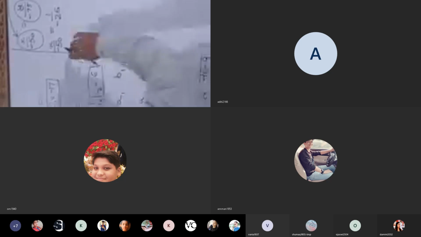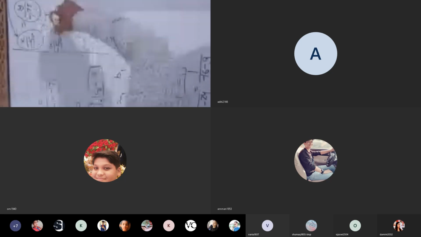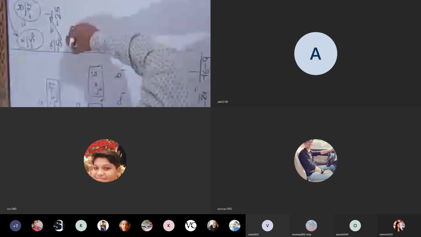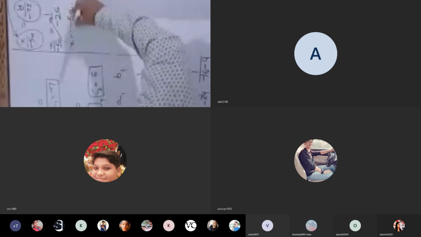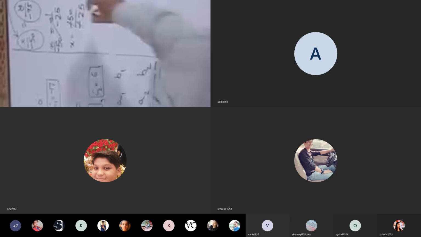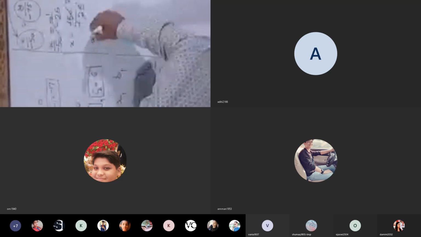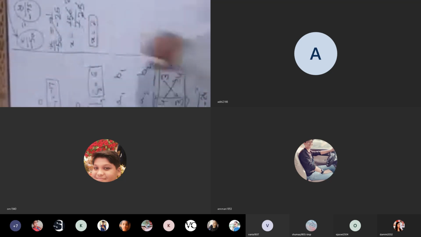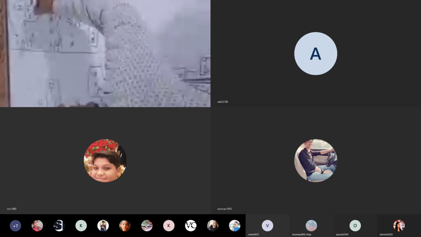Now on solving it, minus 50 will come here outside. So this will become minus 50 upon minus 25. Minus and minus will get cancelled. So 25 into 2 is 50, the x answer is 2.